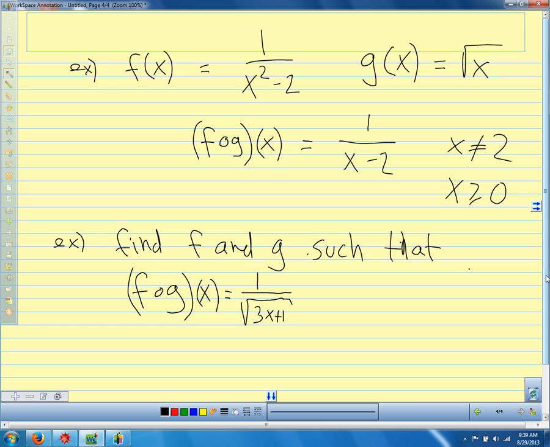Anybody see a way we do it? What do you think? So f of x is 1 over the square root of x. So f is telling me to take whatever I get, take the square root and form the reciprocal. And g is 3x plus 1. Does everybody see how we did that? Is there another way we could do it?